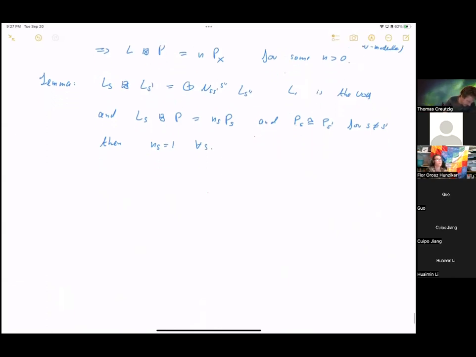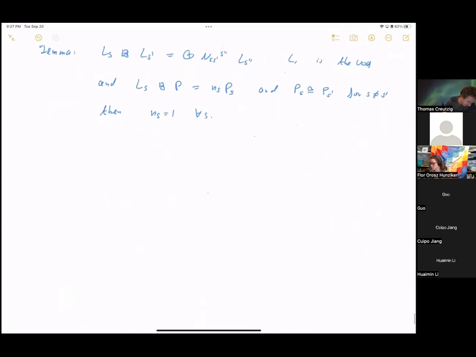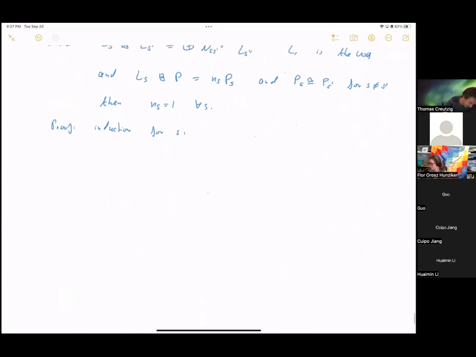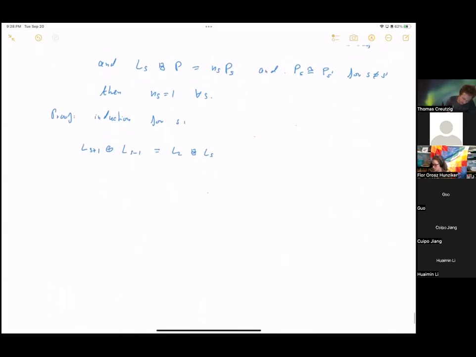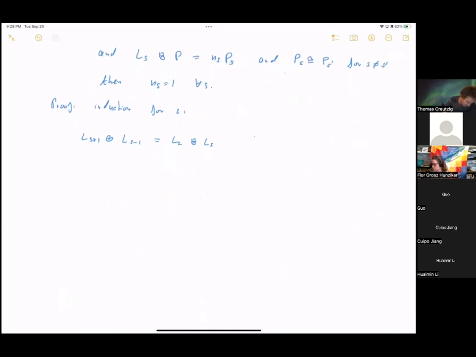And this follows by induction for S. The case S equals 1 is clear, and the induction step is a quick computation. So let me present this. You use one very special fusion rule, and you only need this one specific fusion rule: the standard representation times LS is LS minus 1 plus LS plus 1.